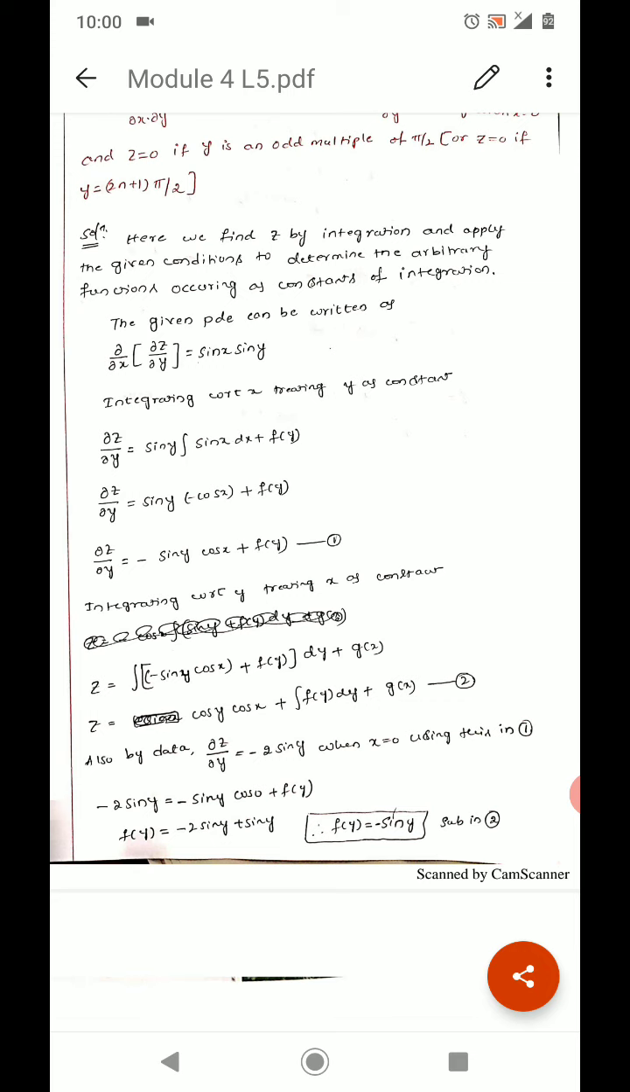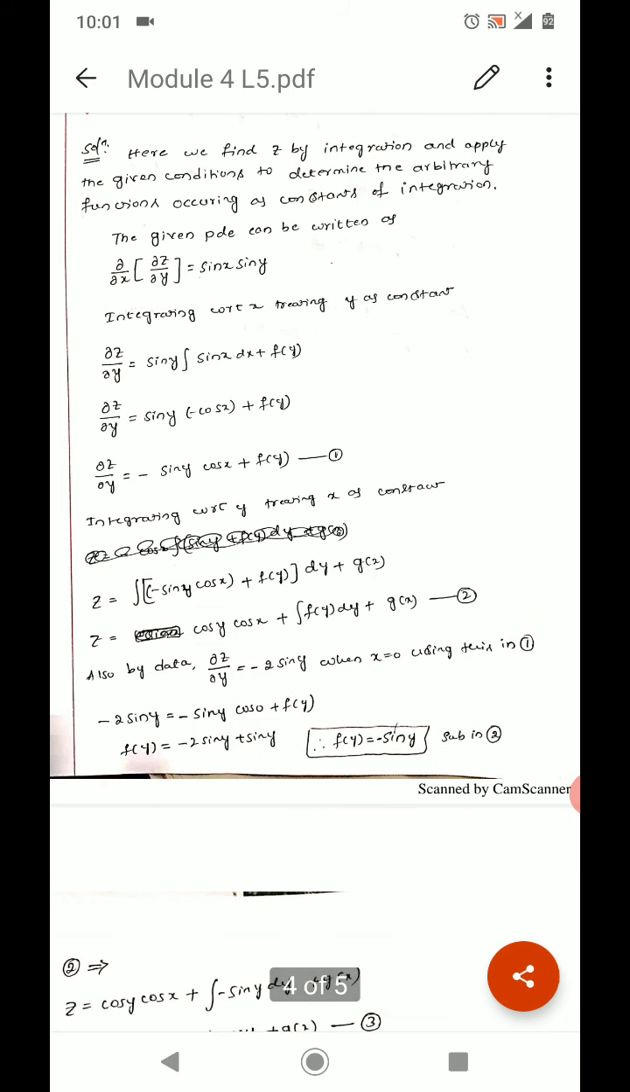So now use the given data. So by given data we have del z by del y is equal to minus 2 sin y when x equal to 0. Use this in equation 1. So in equation 1 del z by del y becomes minus 2 sin y, which is equal to minus sin y into cos x, here x equal to 0, therefore that is cos 0 plus f of y. Therefore f of y is equal to minus 2 sin y plus sin y. Therefore f of y is equal to minus sin y.